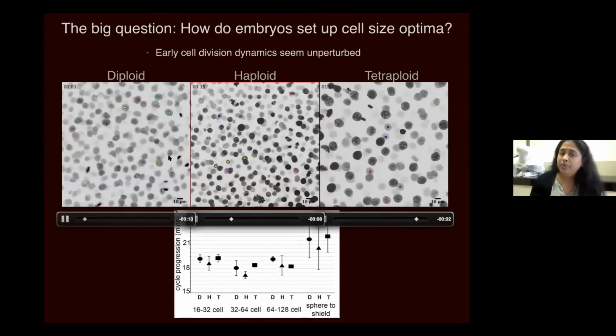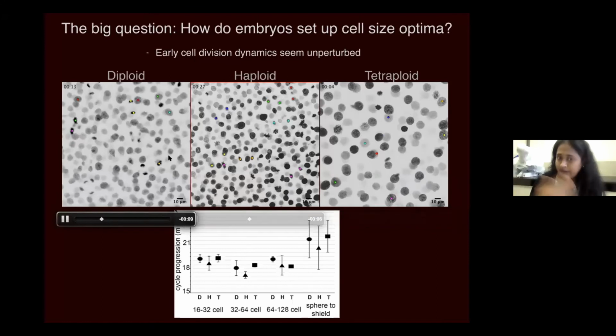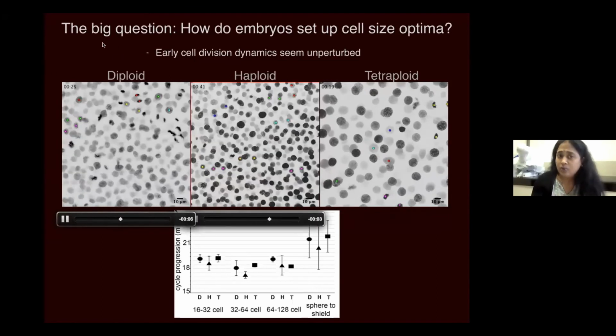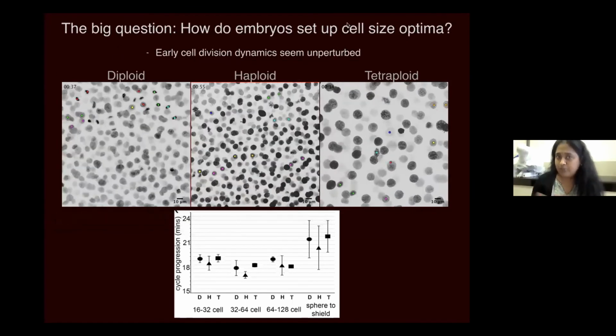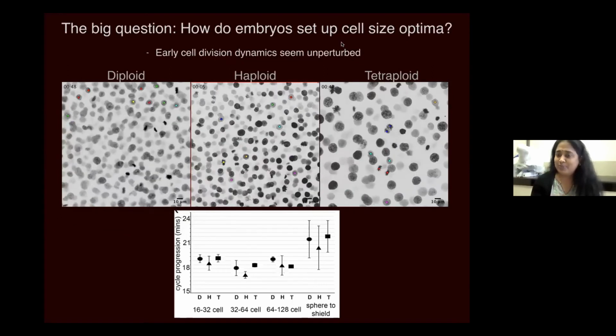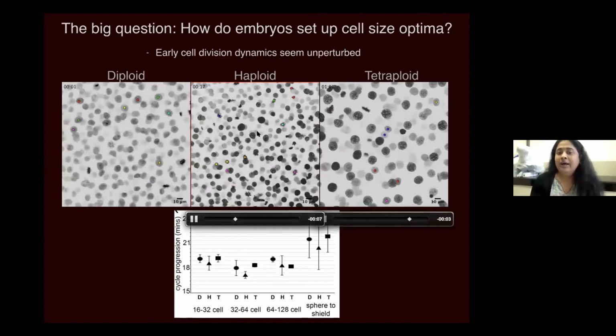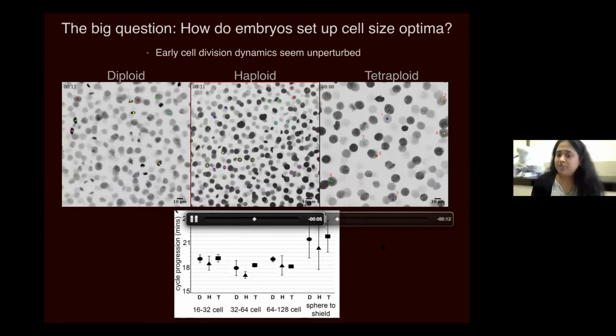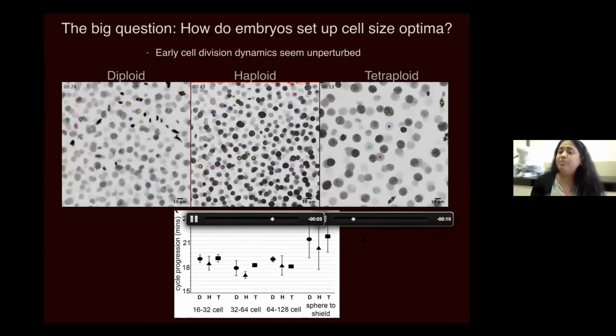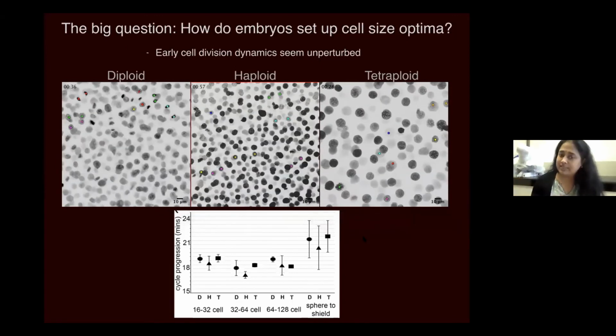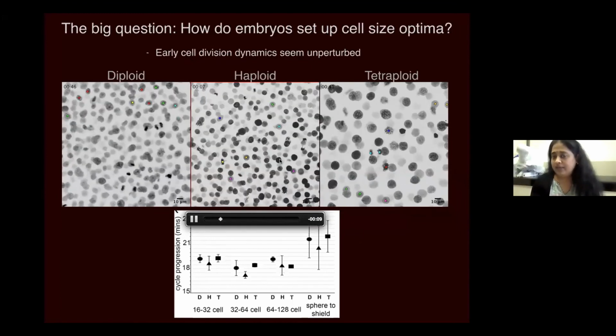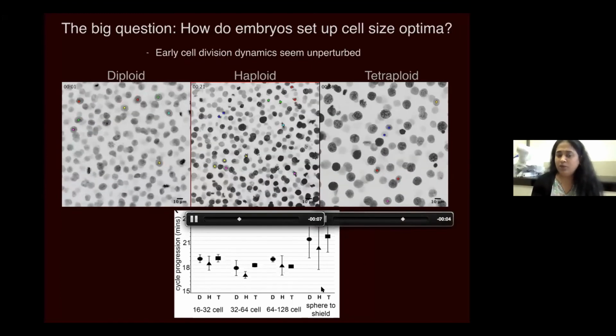And one way could be by regulating cell size. We again don't have an answer to this. We are in the process of trying to find an answer or a process to solve this question. But first pass, what we looked at was, when we are establishing a collective of differently sized cells, are we changing cell cycle dynamics or cell division rates? And the short answer is no.